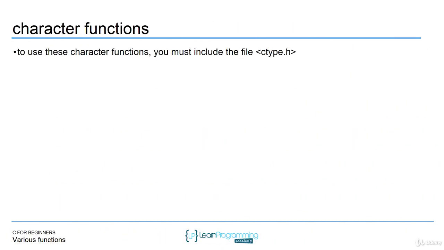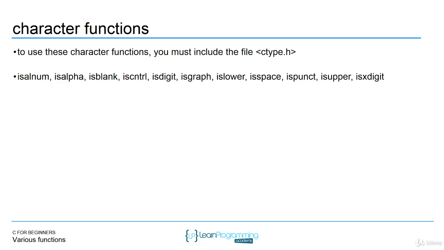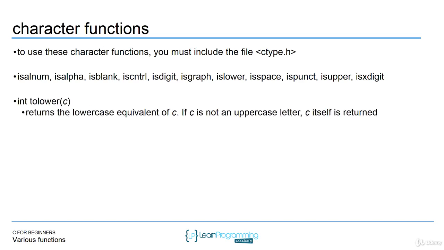We also had some important character functions. All the character functions are defined in ctype.h. The character functions that we used were the is functions, checking whether or not a character is alphanumeric, or whether it's blank, or a control character or a digit. There were a number of different functions there. So remember that ctype.h allows us to check what these different characters actually are.